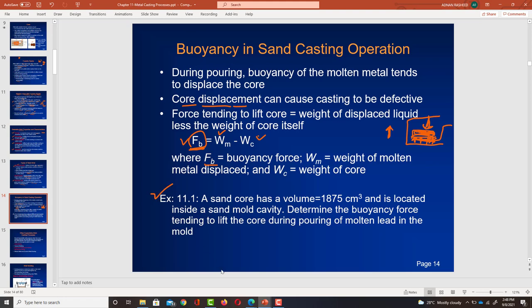So there is a problem given in the book. This is example 11.1. So kindly go through and solve that. You have been given a volume inside a mold cavity, and you have to determine the buoyancy force during the pouring of molten metal. So you can see that volume is given and sand core is given. So you have volume, and density is equal to mass per unit volume, clear. So you have V, volume is given over here. The mass or weight of the metal is not given. That will be given in the book, which says what type of material is used in that.